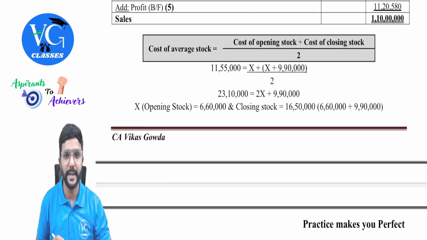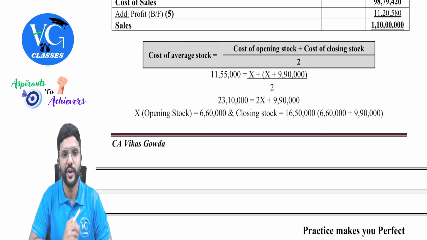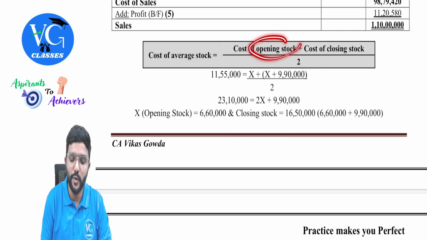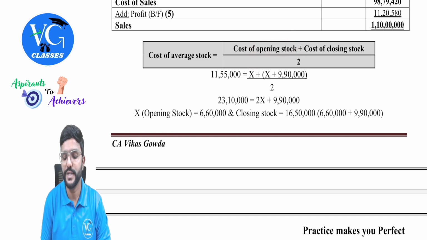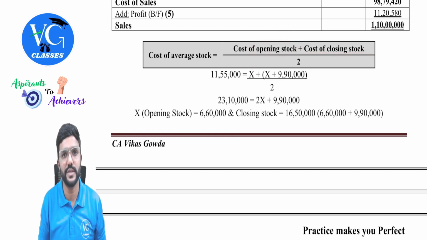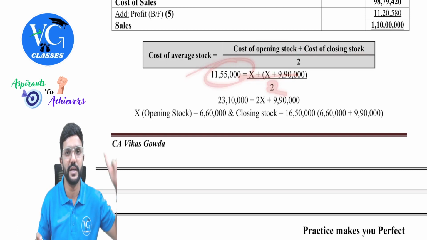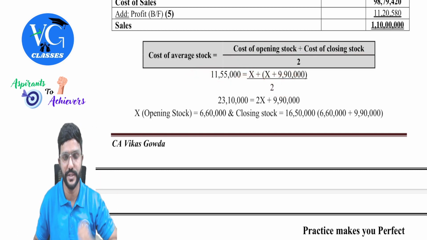They have given some pattern. Let us calculate it. I have done some working for it. Average stock is equal to opening stock plus closing stock, all divided by 2. So let us assume opening stock is X. So closing stock would be X plus 9,90,000, all divided by 2. That is equal to average stock, how much? Given in the adjustments: 11,55,000.